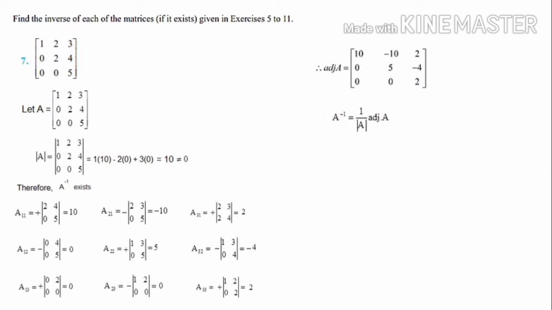Next, A inverse is equal to 1 by determinant A into adj A. This is the formula for finding the A inverse. So A inverse is equal to 1 divided by the determinant value we have got, 10. 1 by 10 into the adj A, which is 10, minus 10, 2, 0, 5, minus 4, 0, 0, 2. That is written here.